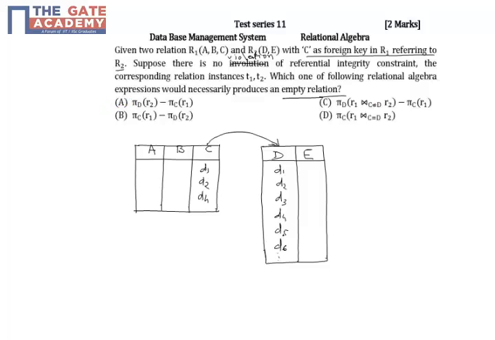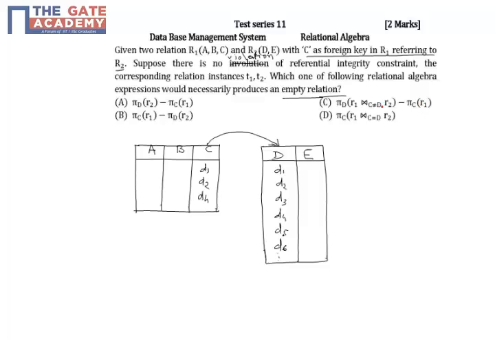Now let us look at option C. In this relational algebra expression, we first perform the theta join between relation R1 and R2 on condition C is not equal to D. So we will get all the combinations where the value of C is not equal to D, and if we perform projection on attribute D, we will have all the values of D, which is nothing but D1 to D6.